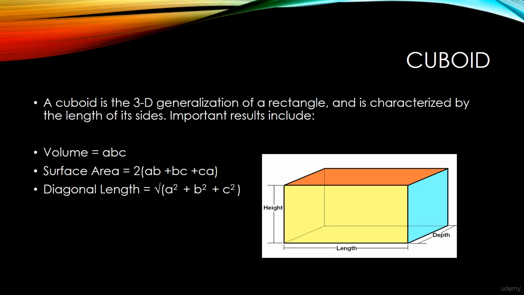Cuboid. A cuboid is a 3D generalization of a rectangle and is characterized by the length of its sides. Important results include volume is equal to ABC, surface area is equal to 2 into (AB plus BC plus CA), diagonal length is equal to square root of A square plus B square plus C square.